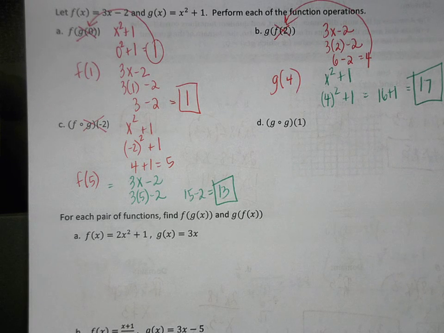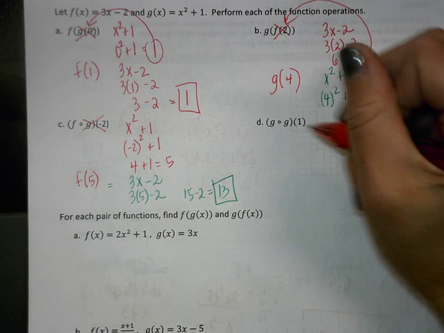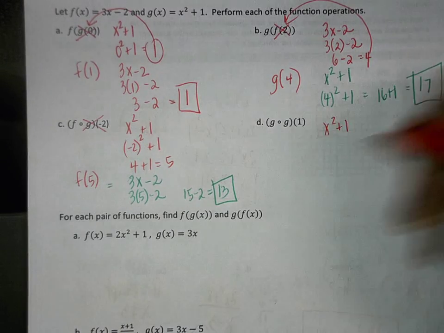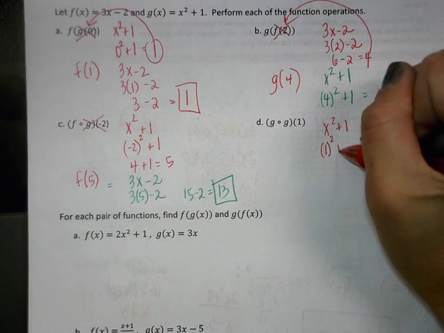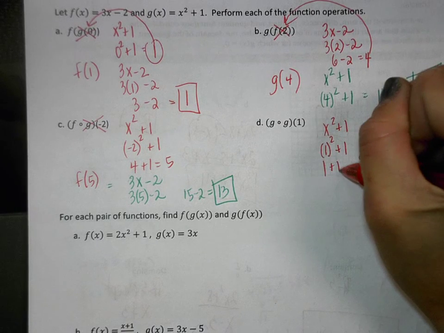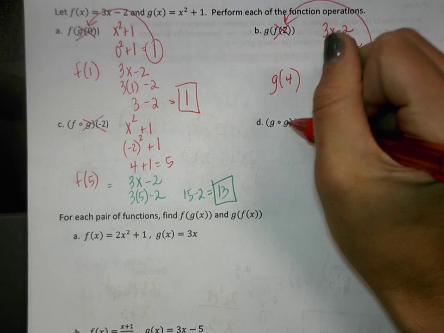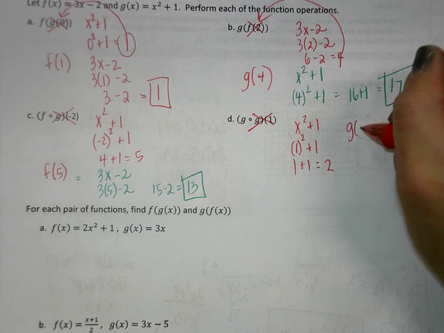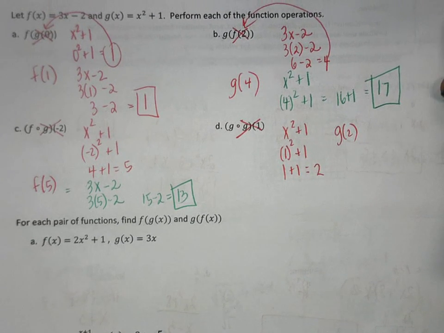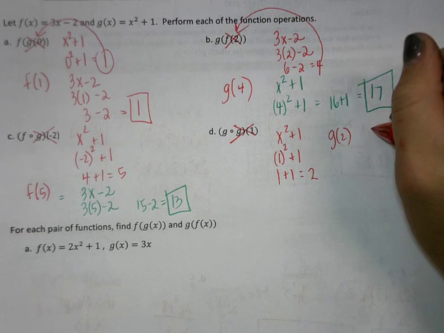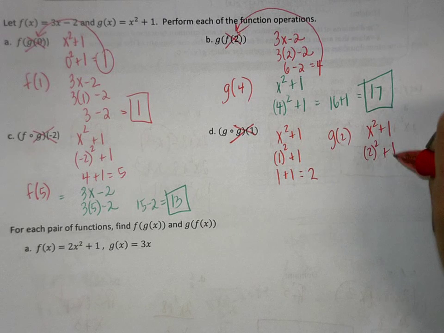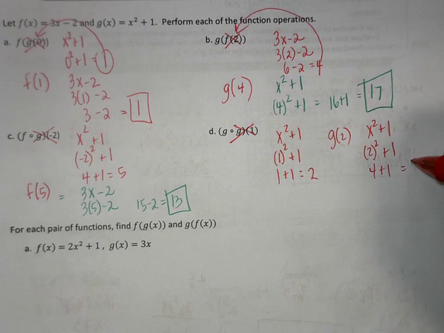All right, so the correct answer was 5. I'm going to go ahead and get started on it. G of 1. Our g equation is x squared plus 1. We plug 1 in there, so I have 1 squared plus 1, which is 1 plus 1, which equals 2. So this part now has become 2. Now I'm going to find g of 2. We go back to our g equation again, x squared plus 1, and this time I plug in 2. So 2 squared plus 1, and 4 plus 1 does equal 5.